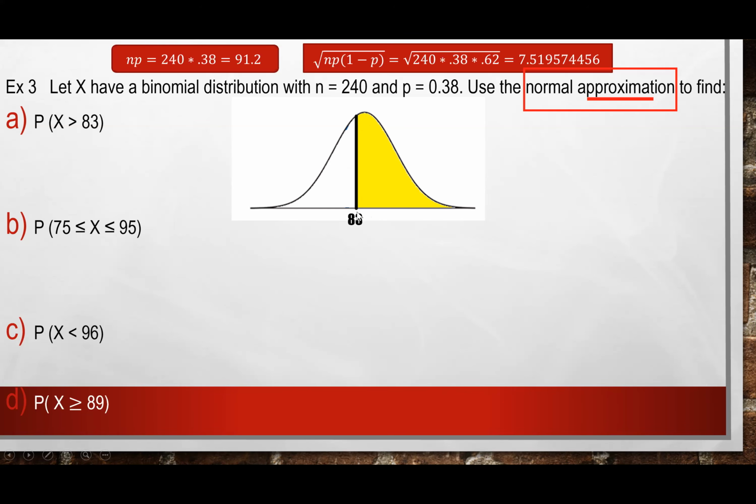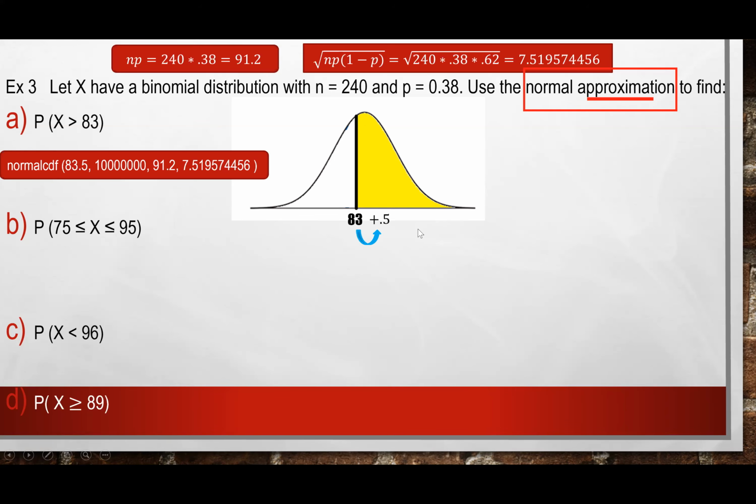So if we don't include the 83, everybody see that I need to move slightly to the right, because I don't want to include the 83. I want to find the area to the right. So I need to throw away the 83, and to throw it away, I need to move slightly to the right. I need to add 0.5. And if I add 0.5, my new endpoint will be 83.5, my humongous number, because it's to the right.